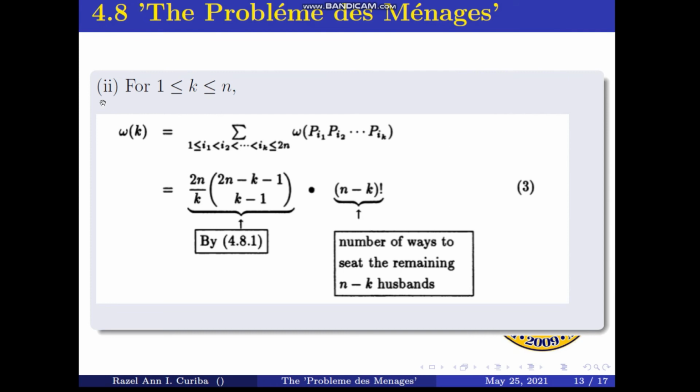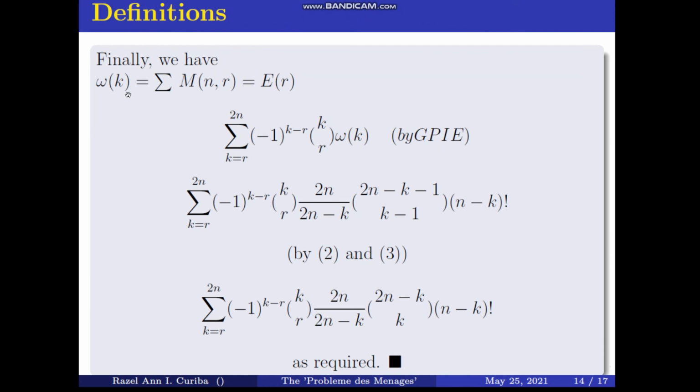And for 2, we have for k greater than or equal to 1 but less than or equal to n, this equation. Here, the factorial of n minus k denotes the number of ways to seat the remaining n minus k husbands, multiplied with this by theorem 4.8.1. So finally, we have this equation.